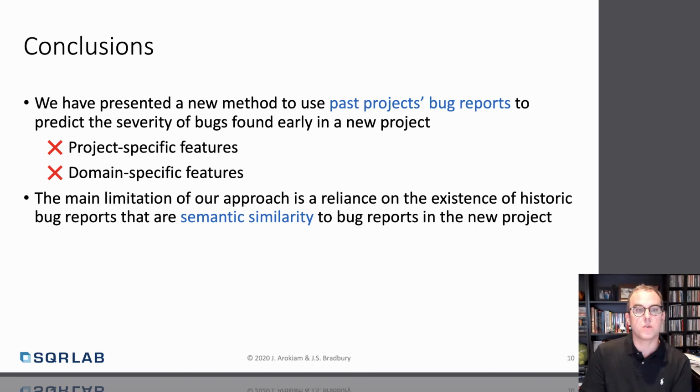In conclusion, we have presented our new idea of using the past project bug reports to predict the bug severity from the start of a new project, and this work does not require any project or domain-specific classifier features. Our emerging results from the NASA PITS dataset show our approach does require semantic similarity between the bug reports in the historic and new projects to be successful.